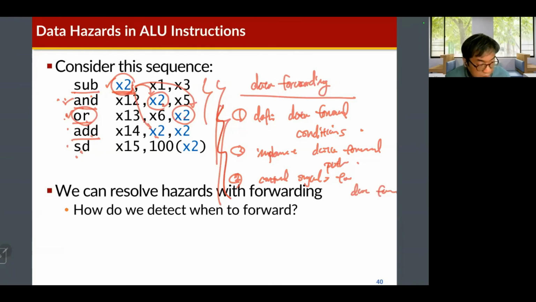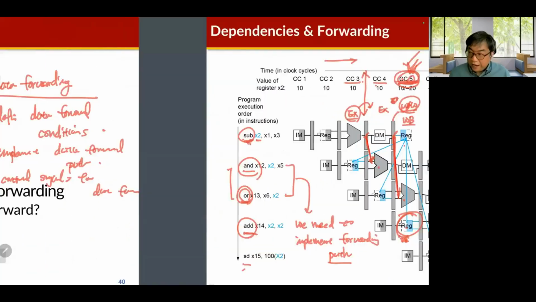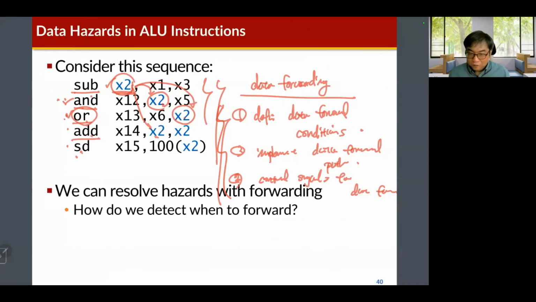So I think I need to stop here. Next we will cover how to design the data forwarding unit and the hazard detection unit in the pipeline processor. This can be a little bit tricky because the pipeline processor architecture is more complex than the single cycle processor design. Also, we need to consider data forwarding and data hazards in the pipeline processor, which we do not need to consider in the single cycle processor. That's why the pipeline processor is more complex and a little tricky to understand.